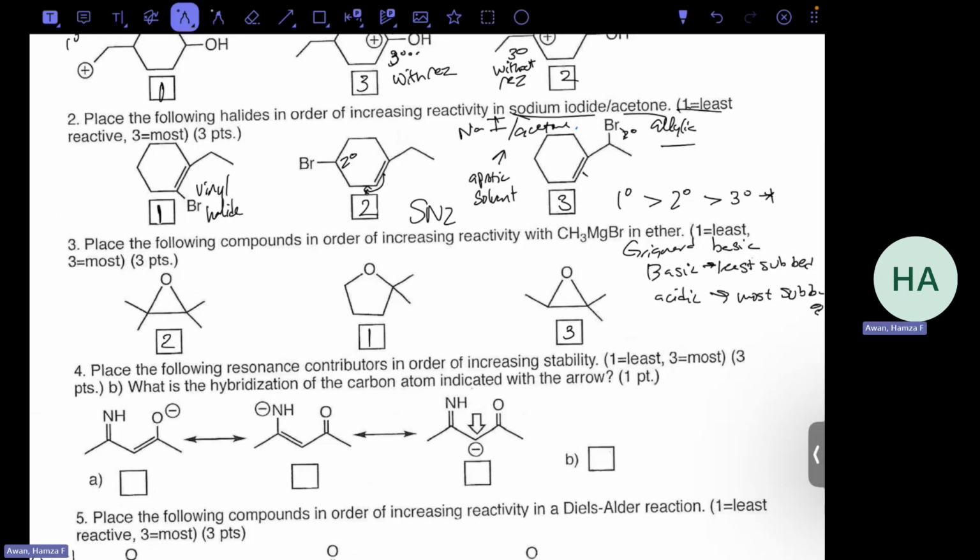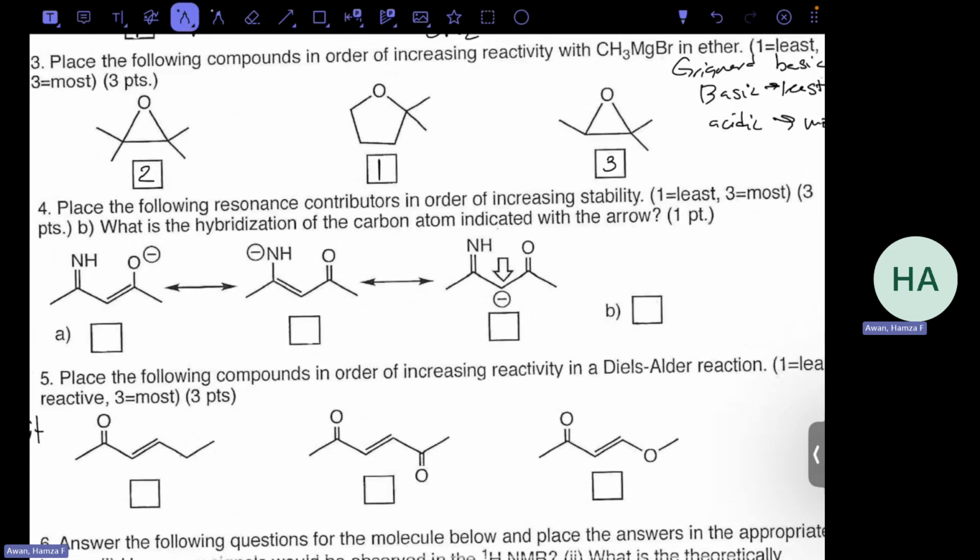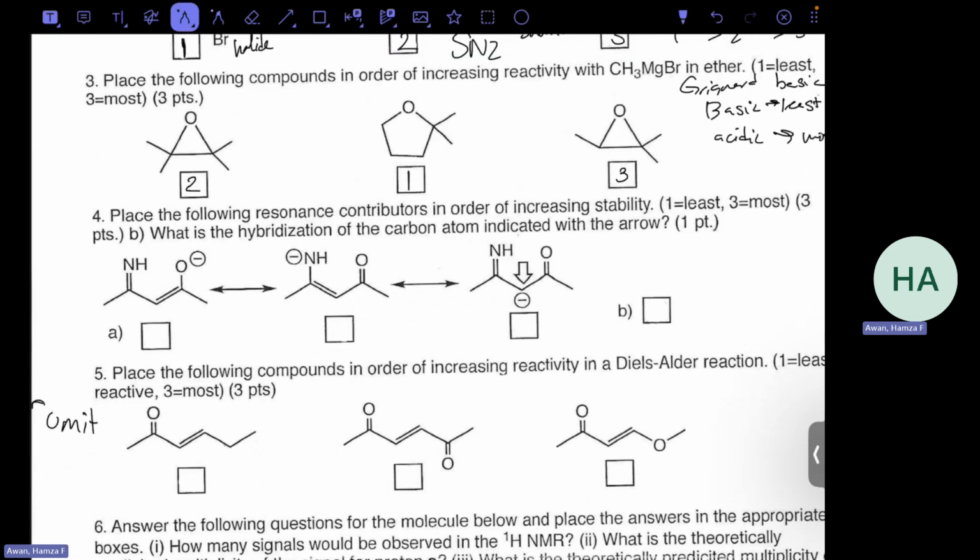Okay. On to the next. Place the following resonance contributors in order of increasing stability, 1 being the least and 3 being the most. And then our second part, what is the hybridization of the carbon atom indicated with the arrow?